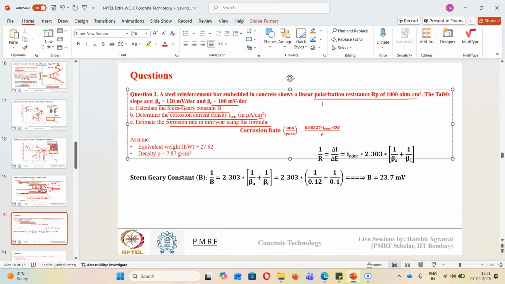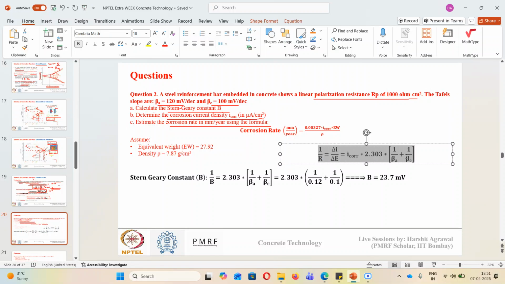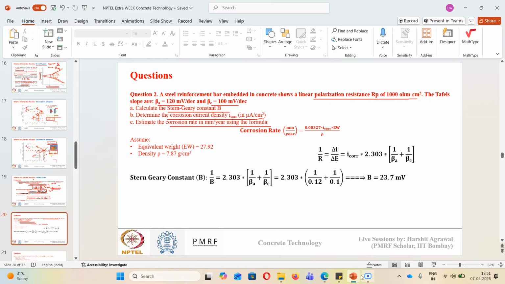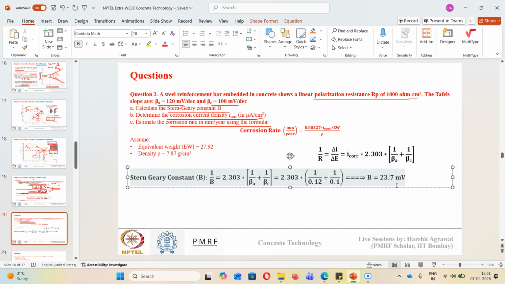This type of numerical can come in the NPTEL exam also. For this you need to remember the Stern-Geary relationship. If you know this relationship, answering part A and part B of this question will be very simple. So this is the value of B.